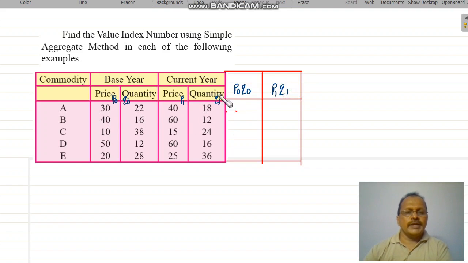30 into 22, 660. 16 into 40, 640. 38 into 10. 12 into 50, and 20 into 28.